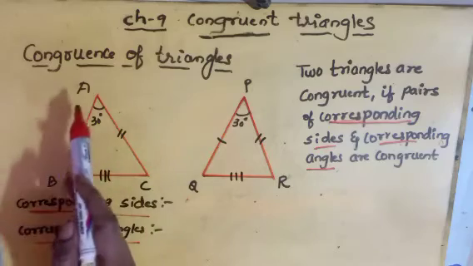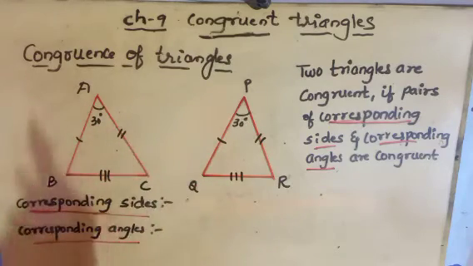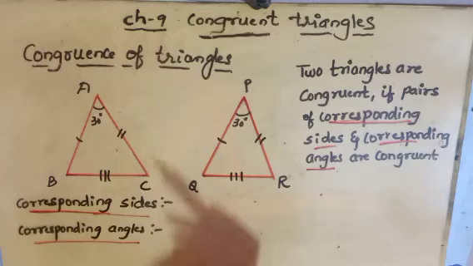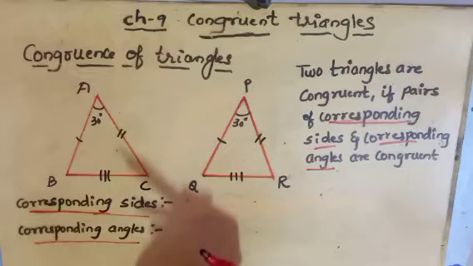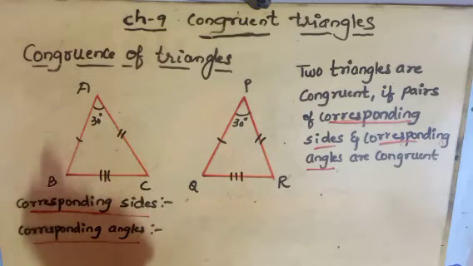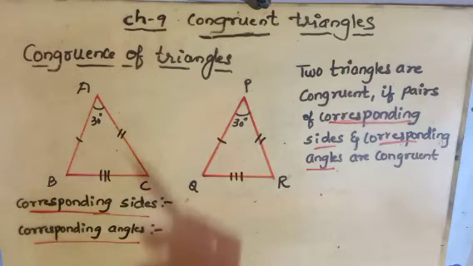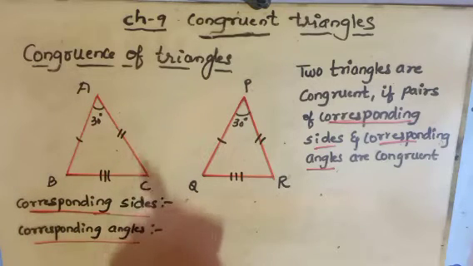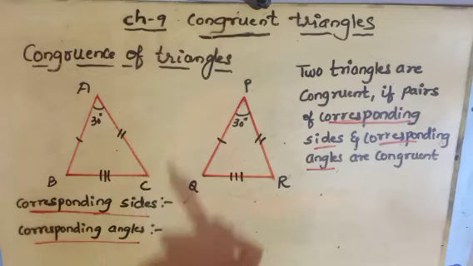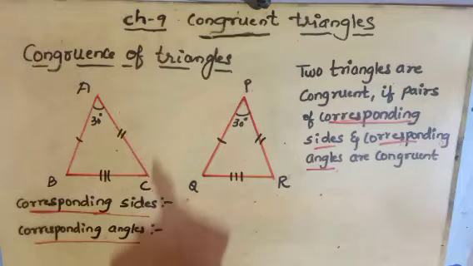Next, let us know about the congruency of triangles. In plane figures, when we say two plane figures are congruent, for example, if we take the square, when we say two squares are congruent, they have the same side length. If we take rectangles, two rectangles are congruent when they have the same length and breadth.